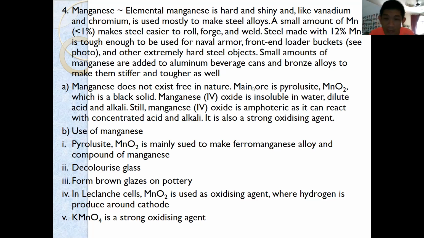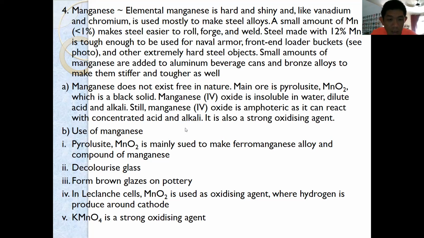So the main ore of manganese is pyrolusite, MnO2, which is a black solid. So manganese oxide is insoluble in water, dilute acid and alkali. Still, manganese oxide is amphoteric as it can react with concentrated acid and concentrated alkali. It is also a strong oxidizing agent. Okay, so some of the uses of manganese include: pyrolusite is used to make ferromanganese alloy together with iron. It is also used to decolorize glass. It forms a brown glaze on pottery.